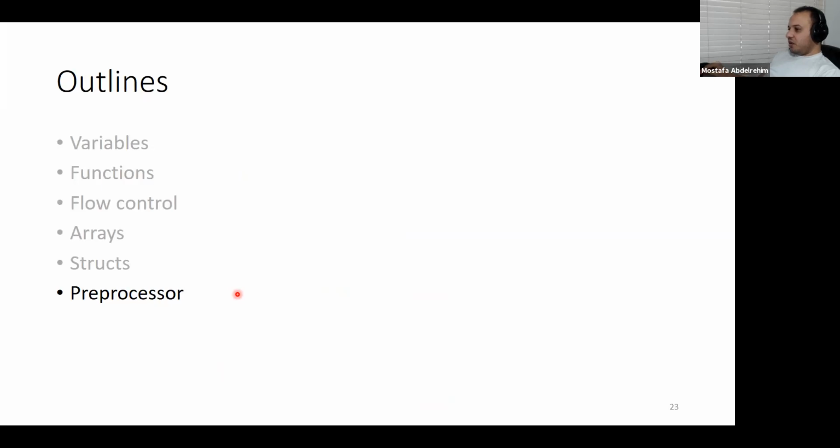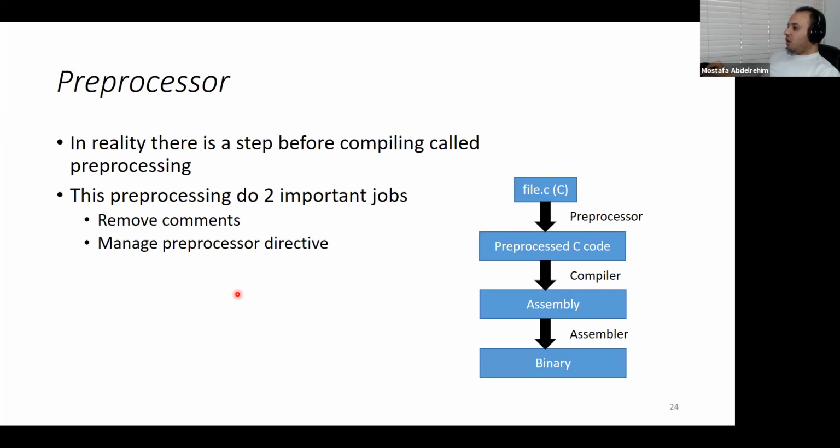Finally, the preprocessor. We always talk about compilers. Okay, and compilers take the C program that you coded and convert it to assembly. Then another program called an assembler takes the translated assembly language and converts it to binary. So it's a two-step process. But actually, there is another process called preprocessing before we get to the compilation.